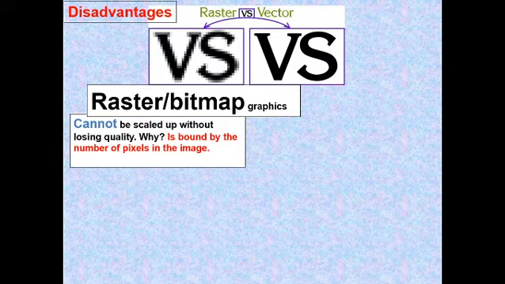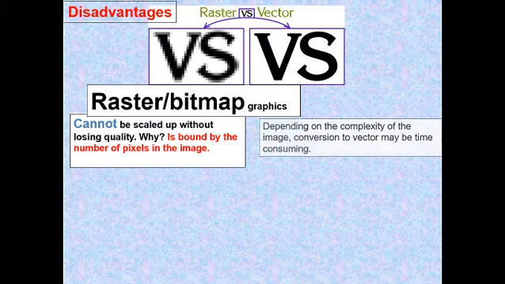Disadvantages, there are quite a few. First one is that it can't be scaled up. And the reason for that, once again, I'll keep going back to that, is the number of pixels that it has. It has a limited amount of pixels, and when you zoom it up, it doesn't create any more pixels. It simply makes the ones which are there look bigger and then jaggy.